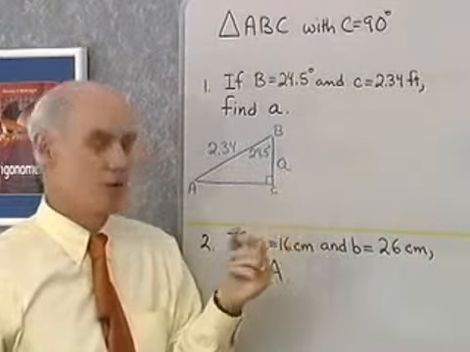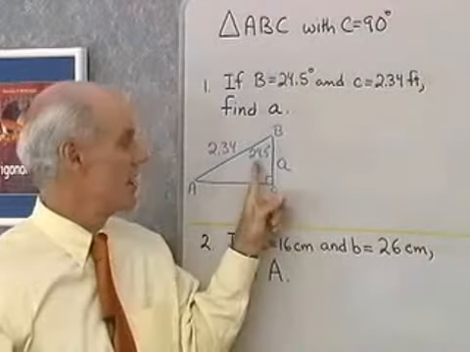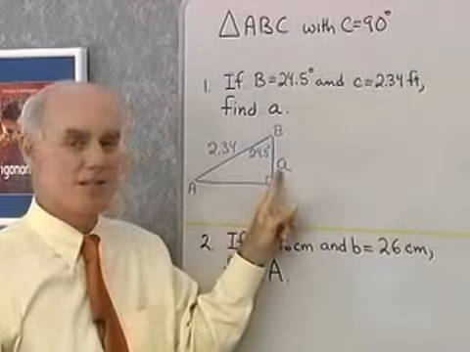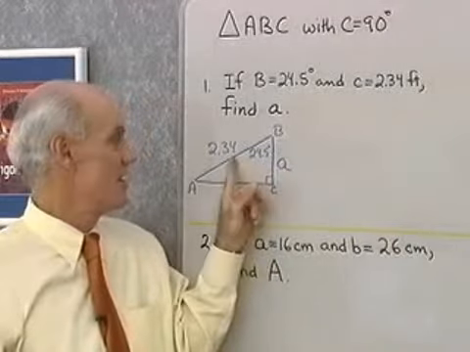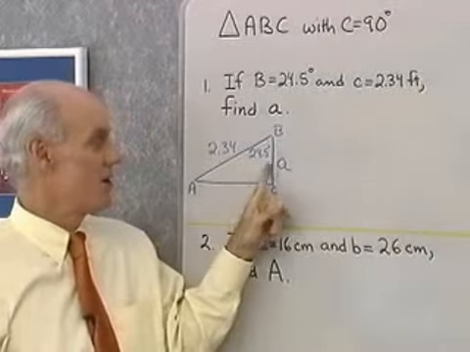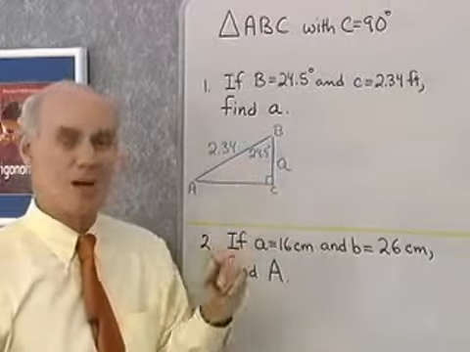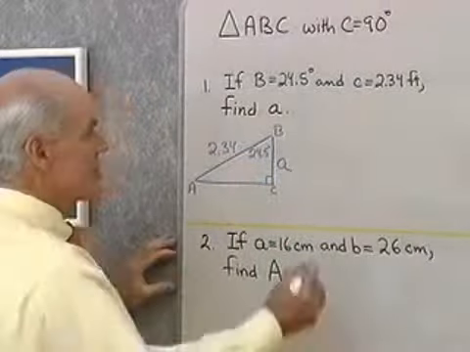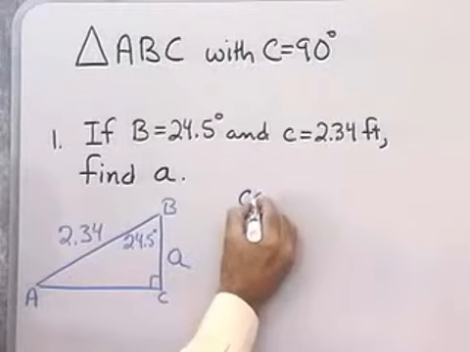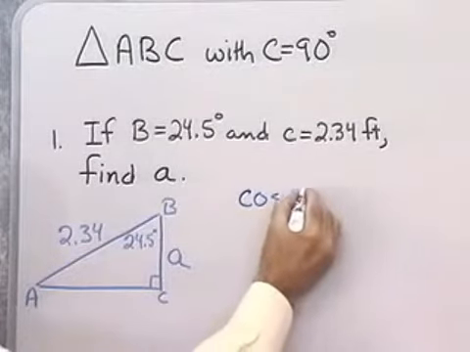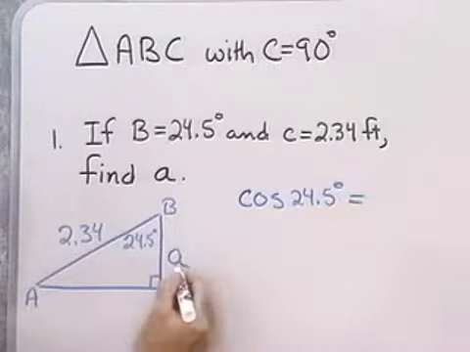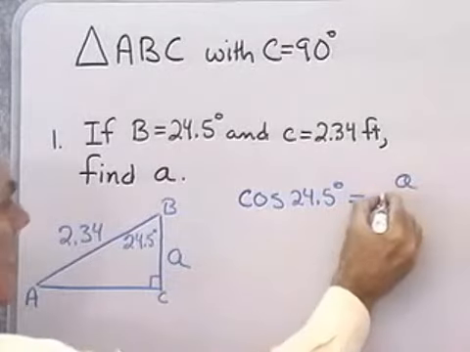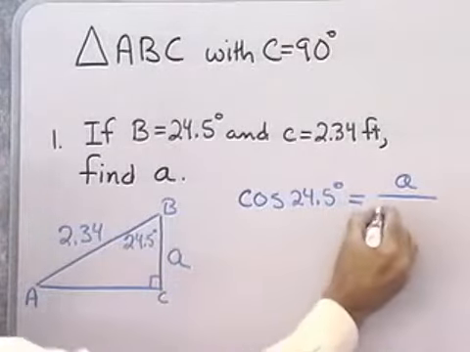Now what I need to do is look for a trigonometric function that relates this angle and these two sides. Well, with respect to this angle, this side is adjacent to it and this side is the hypotenuse. So when I talk about adjacent and hypotenuse, I'm talking about the cosine function. So I'm going to write this relationship down. The cosine of 24.5 degrees is equal to the adjacent side A divided by the hypotenuse 2.34.